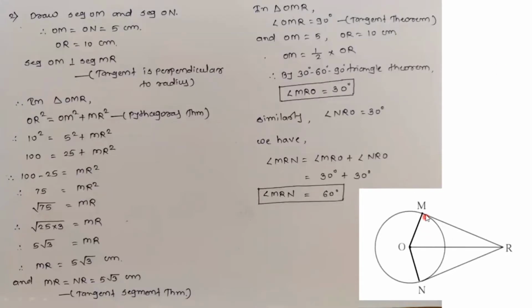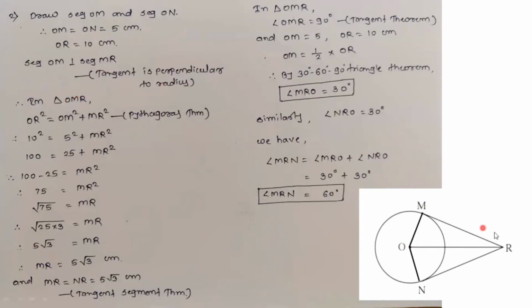For that again, we have to do one construction. We have to draw segment OM and segment ON. So the figure will be like this. Now in this, we have OM is equal to ON is equal to 5 centimeter because OM and ON are the radii of the circle and it is given to be 5 centimeter. OR is given to be 10 centimeter. Now here we have OM is perpendicular to MR because OM is a radius and MR is a tangent. And we know that a tangent is perpendicular to the radius by the tangent theorem. That's why OM is perpendicular to MR.